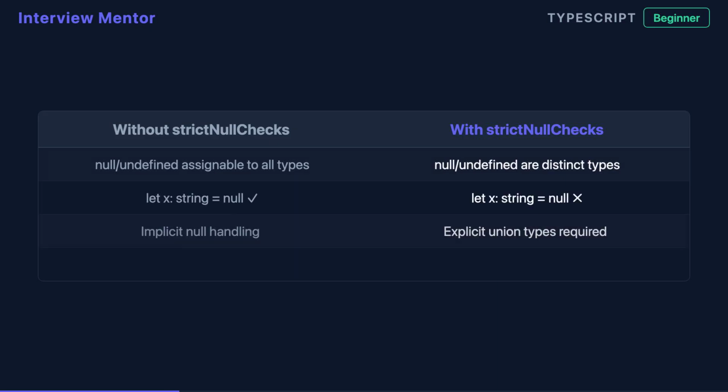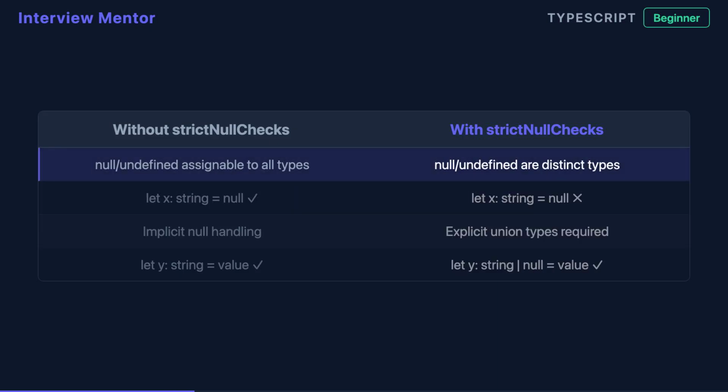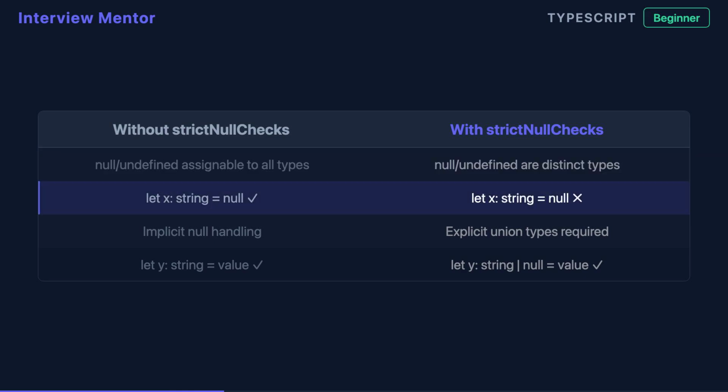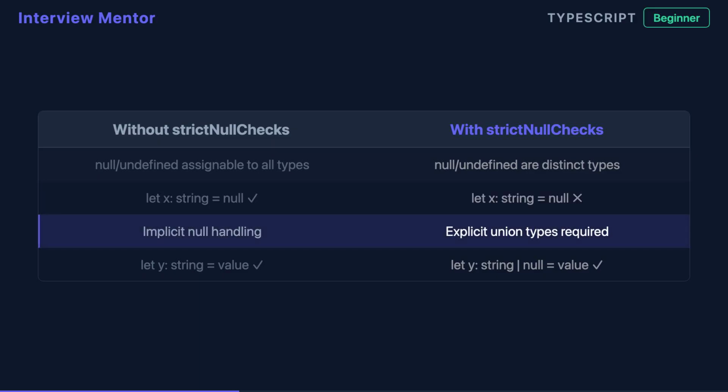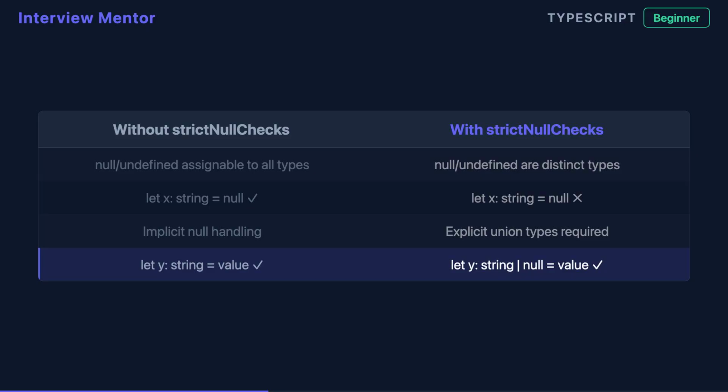When you enable strictNullChecks, everything changes. Null and undefined become their own distinct types. They're no longer assignable to other types unless you explicitly include them. A string variable can't be null anymore. If you want to allow null, you must declare the type as string or null using a union type.